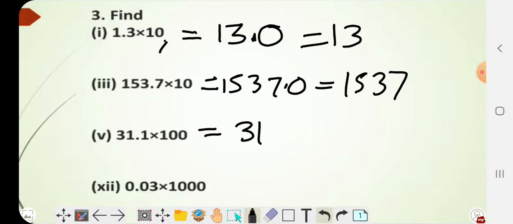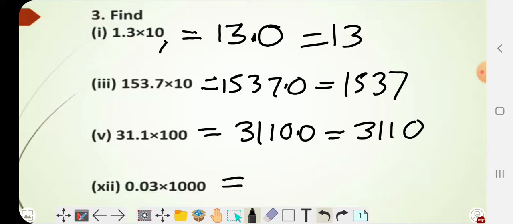Multiply this one: 310, 31100. The decimal is before one digit, so you will put the decimal here. Finally the answer is this. And 0.03 into 1000, on multiplying 3 with 1000, just focus on 3. All the zeros before 3 don't have any significance. This is the answer, but we have to put the decimal before two numbers, so this will be only 30.